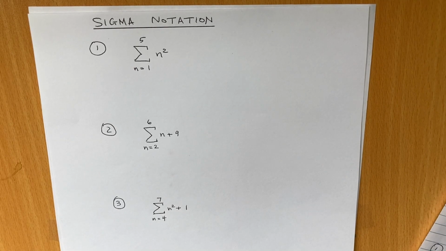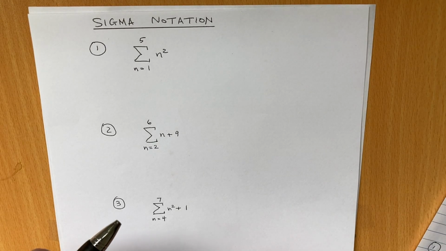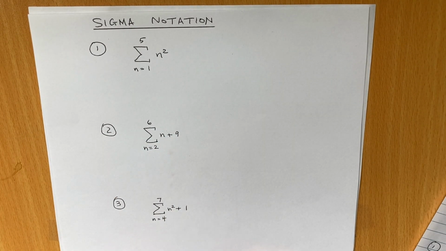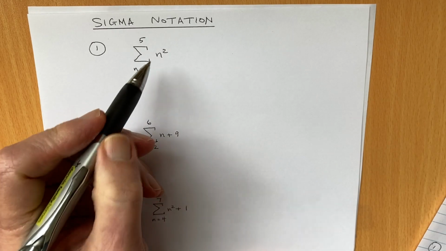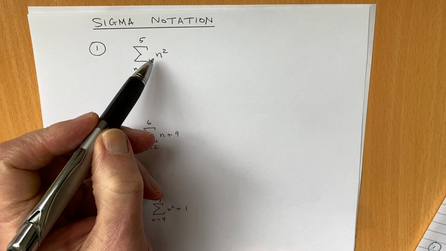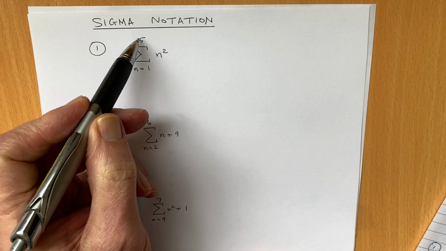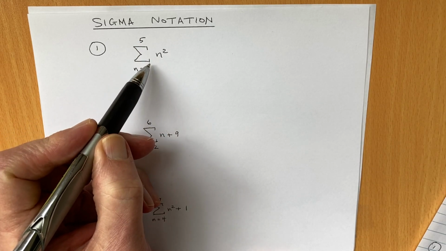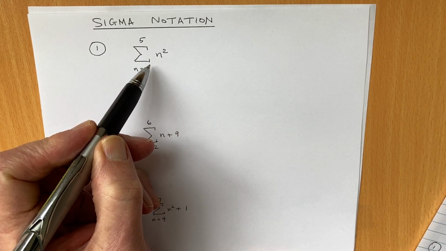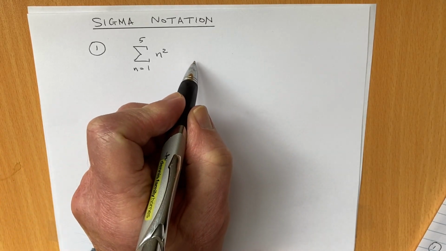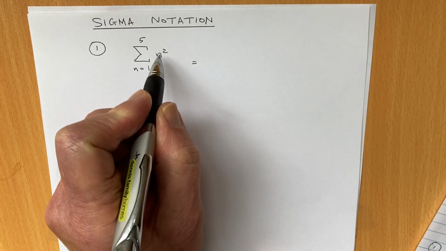Sigma notation. Now the large sigma sign shows that we have to sum things up, and we're looking at the expression after the sigma. In the case of the first one, that's n squared, for the values from 1 up to 5. The lower number is at the bottom, higher at the top.